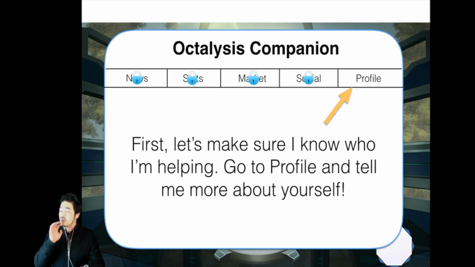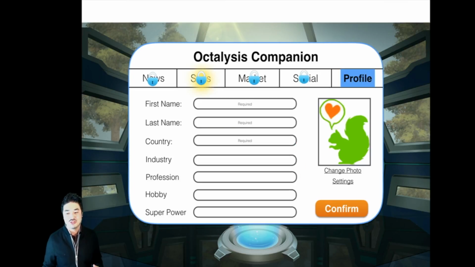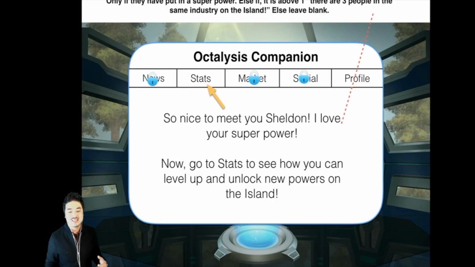And over here, we don't want to overwhelm people with so many options they don't know what to do. We guide them through the activity loop at least once. That's very important for onboarding. And then you just fill these things out. At the bottom, you can fill out a superpower. And then once you do that, on the left, you can see the lock breaks. Ding. And then it says, so nice to meet you, Sheldon. I love your superpower, if you put that in. If you didn't, it'll say something else. Now, go to stats to see how you can level up and unlock new powers on the island.